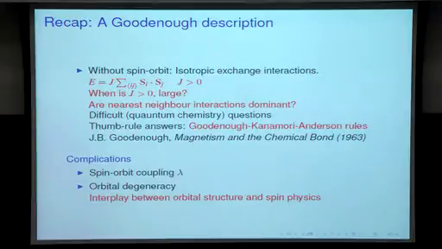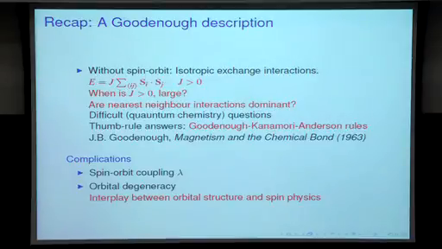The complications have to do with the fact that the Hamiltonian for the spins doesn't have to have full SU(2) symmetry in spin space. Spin need not be conserved, because there's spin orbit coupling, as we know. So spin orbit coupling can make the Hamiltonian for the spins more complicated. There can be orbital degeneracies.